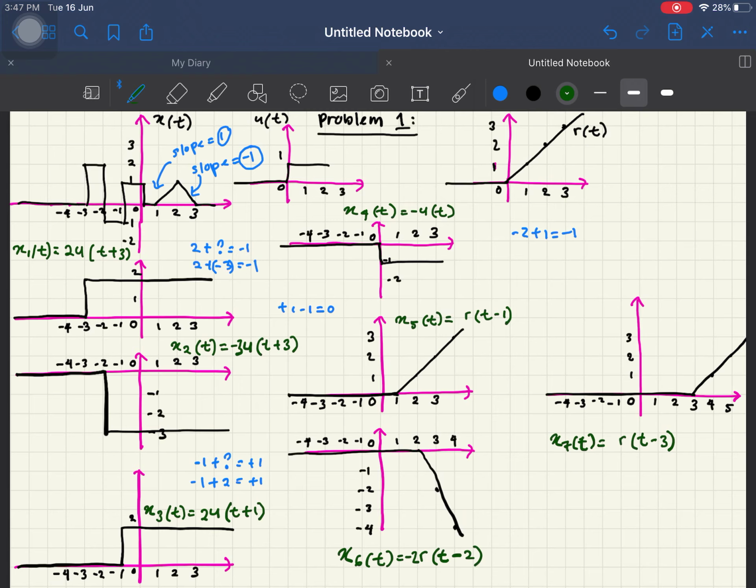Right, so you can try adding these signals x1, x2, x3, x4, x5, x6 and x7 together, and you will get back this x of t. You can do so manually, or you can plot all these 7 graphs in Scilab, then add them together. You should get this x of t.